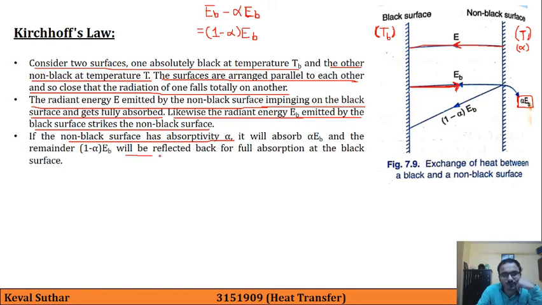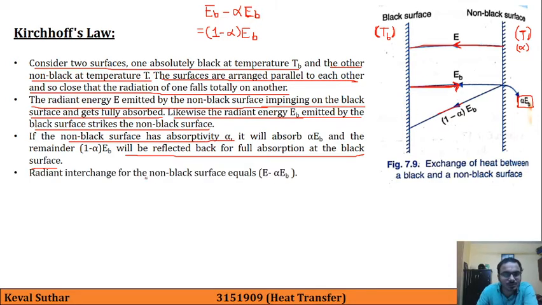This will be reflected back for a full absorption at black surface, so this will be fully absorbed here, and we are assuming that nothing is being transmitted, everything remaining part is reflected only. So the radiation interchange for non-black surface is equal to E minus alpha EB, that is written over here.